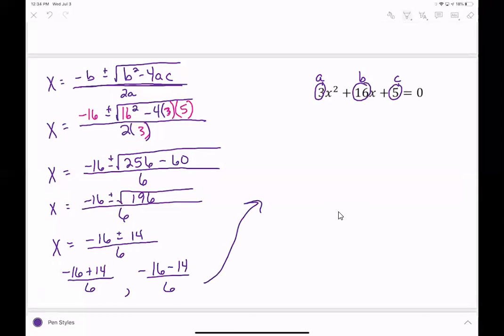And then I'll just come over here. I'm going to write out x equals, and then you're just going to simplify the numerator to get a negative 2 over 6, and then negative 16 minus 14 gives us a negative 30 over 6, which these will reduce. This will be a negative 1/3 and a negative 5.